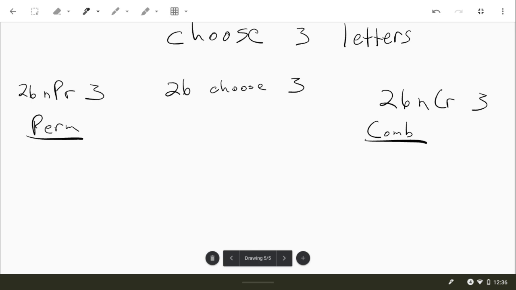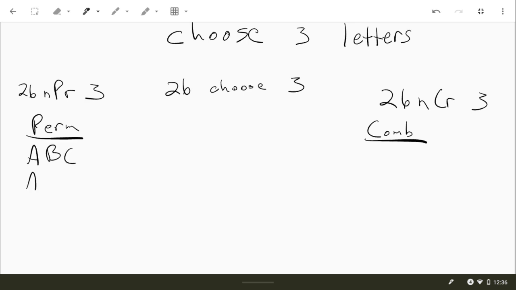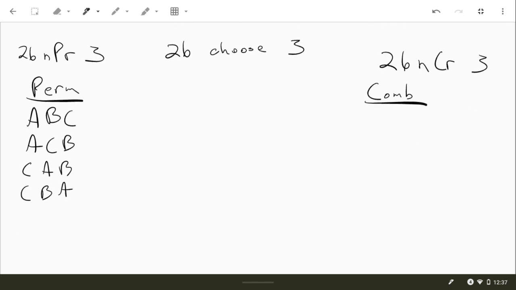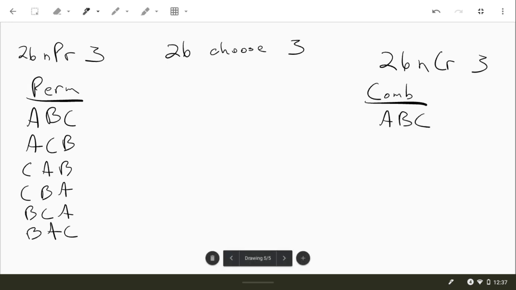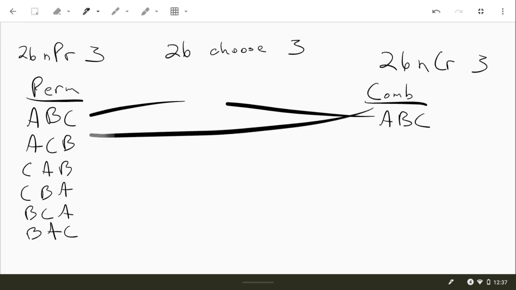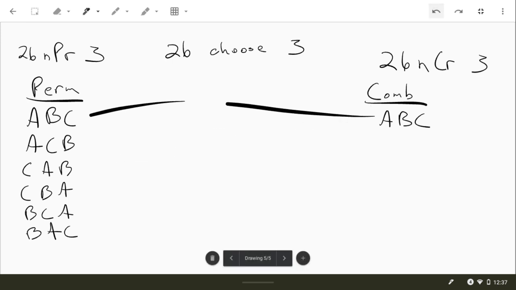So just to get a feel for the problem, let's say I did ABC. That would be different than ACB, which would be different than, actually, that's all of them that start with the letter A, at least for those 3 letters. But that would be different than CAB and CBA, which would be different than BCA and BAC. But on the combination side, ABC, this one combination would cover all 6 of those, right?